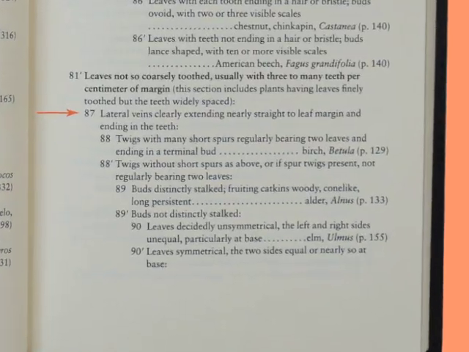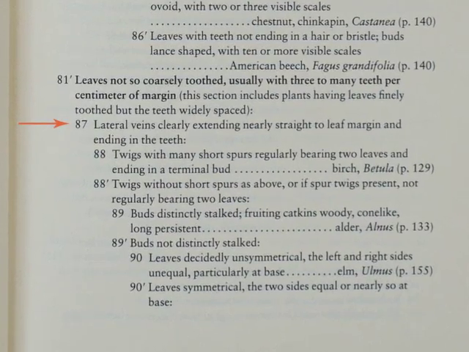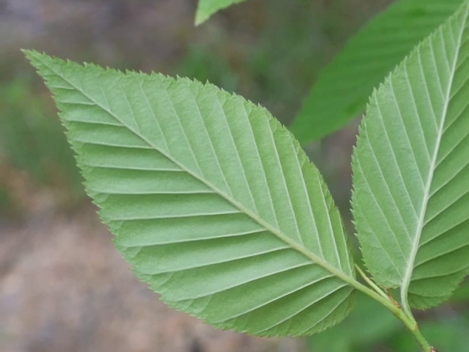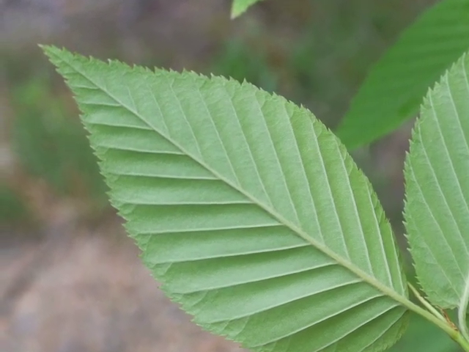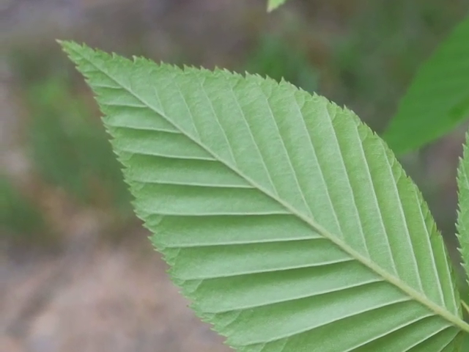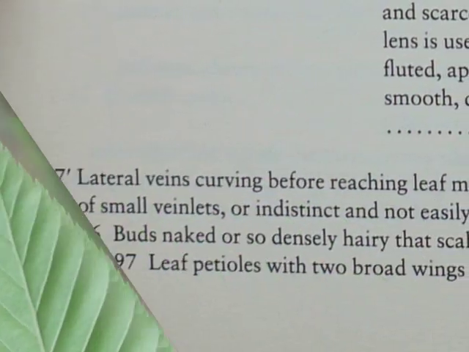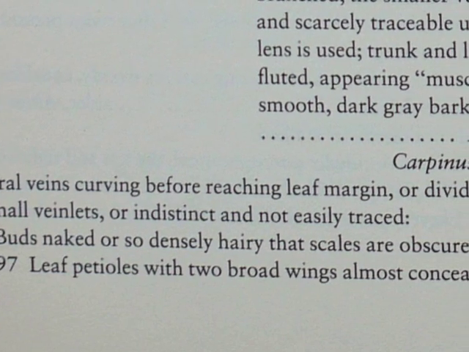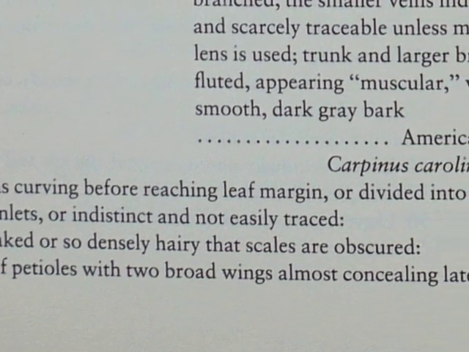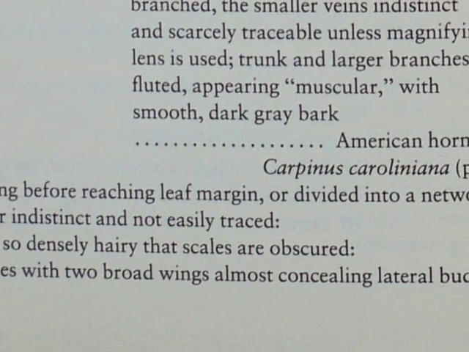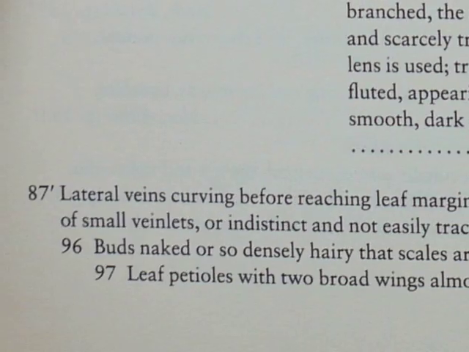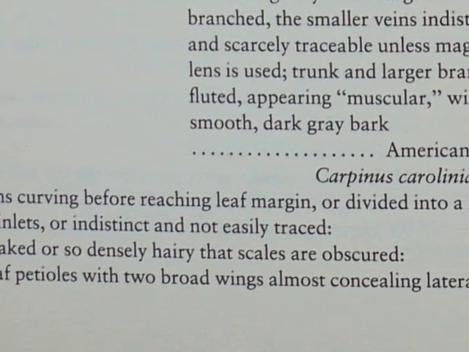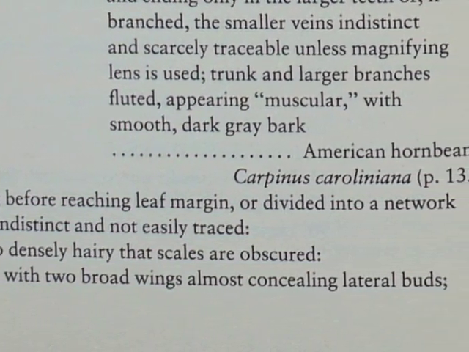Key 87 says, lateral veins clearly extending nearly straight to leaf margin and ending in the teeth. This sounds like our tree, but let's be sure by reading the paired choice. We have to look down the page, passing the subsequent dichotomous pairs until we find 87 prime, which says, lateral veins curving before reaching leaf margin, or divided into a network of small veinlets, or indistinct and not easily traced. Well, this certainly does not match what we see with this leaf.